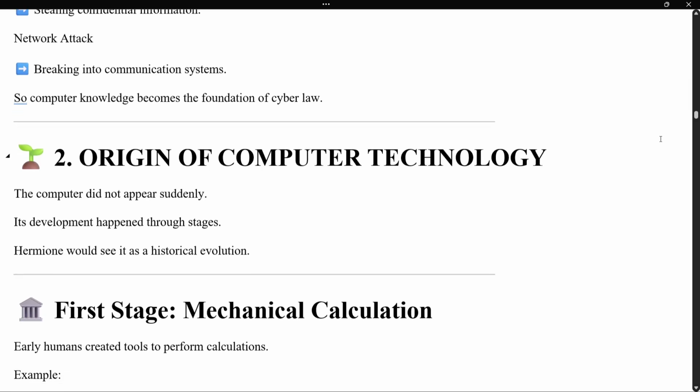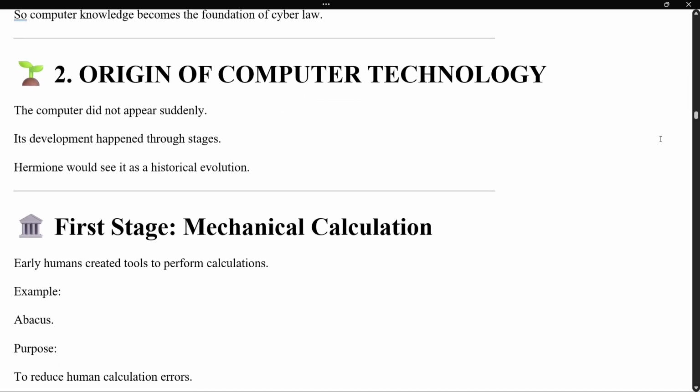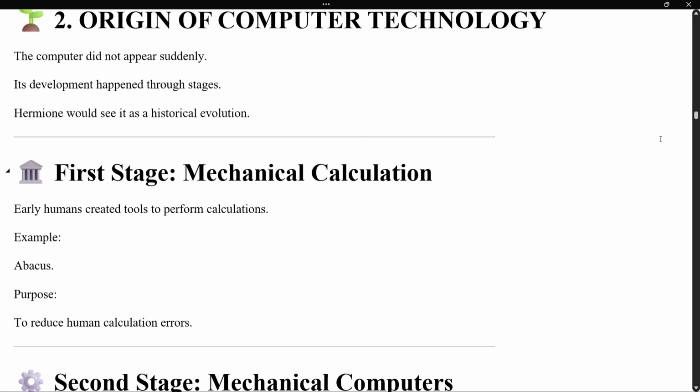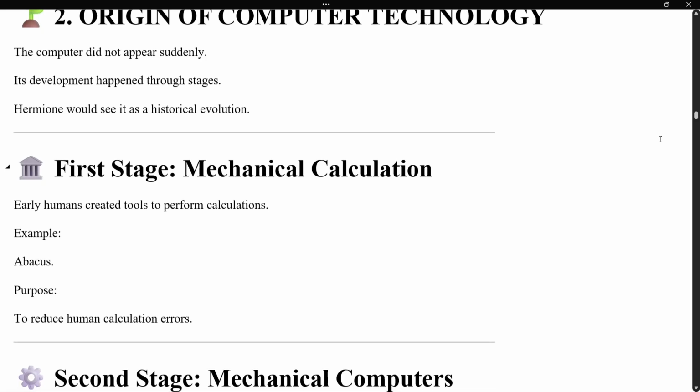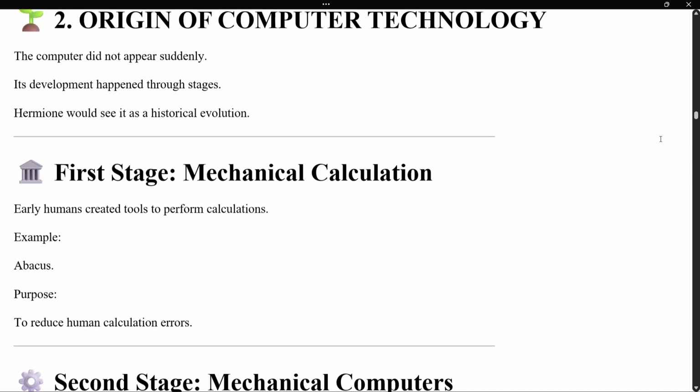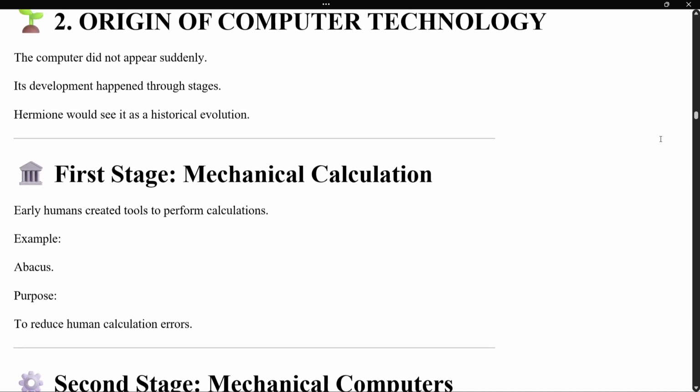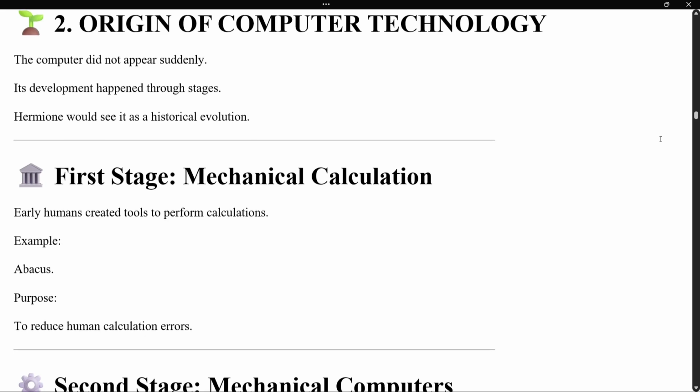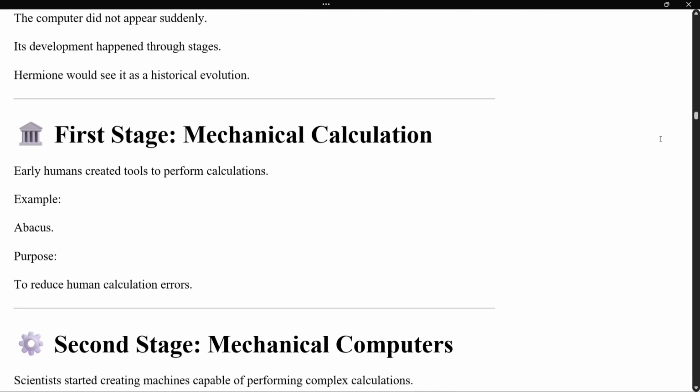2. Origin of computer technology. The computer did not appear suddenly. Its development happened through stages. Hermione would see it as a historical evolution. First stage, mechanical calculation. Early humans created tools to perform calculations. Example: abacus. Purpose: to reduce human calculation errors.